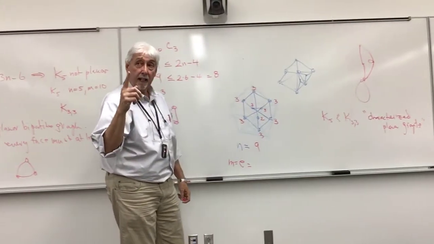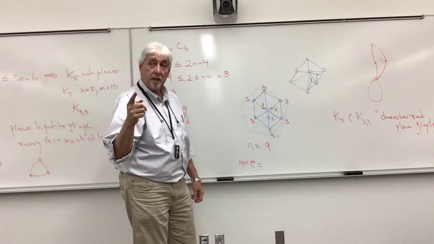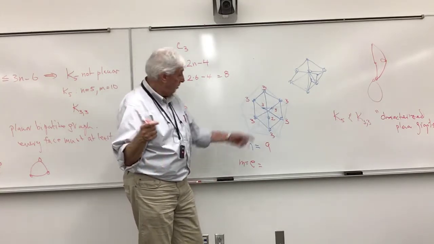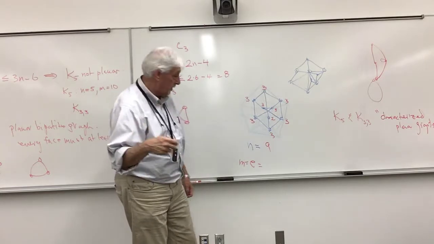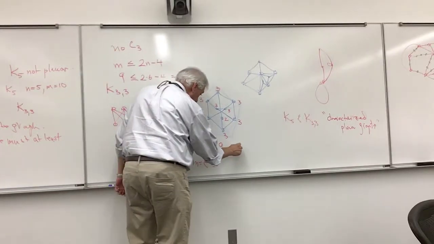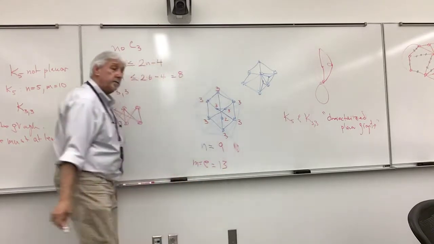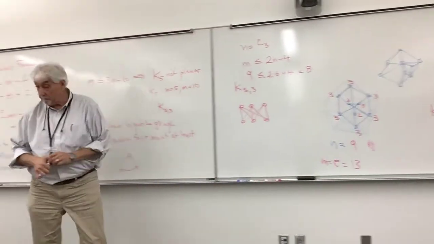I have an even number of odd degrees, so I have 8 threes. 8 threes is 24, plus 2 is 26. So the number of edges is 13. Okay. This is what it looks like.